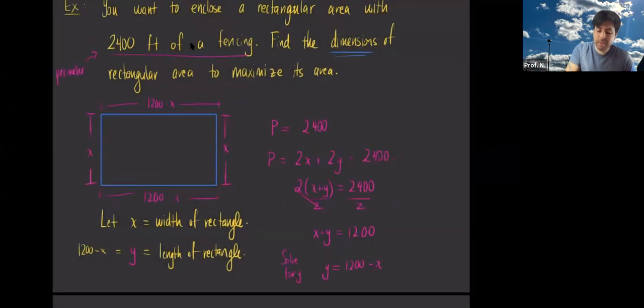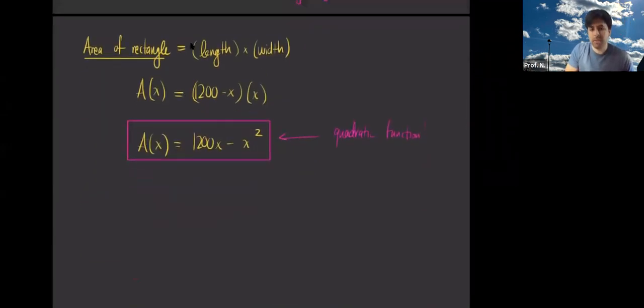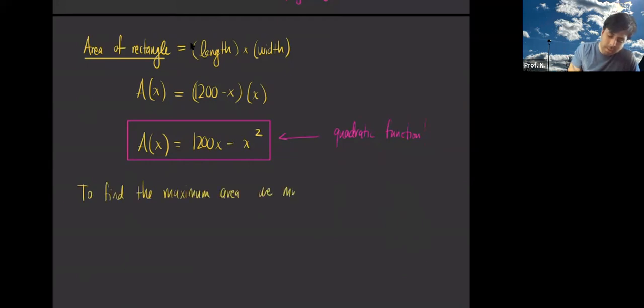And what are we trying to figure out? We're trying to find what? We're trying to maximize the area. Well, we got the area function, which is a quadratic function. So what are we supposed to find? Given the quadratic function, to find the maximum area, we're going to have to find the vertex. So to find the maximum area, we must find the vertex.